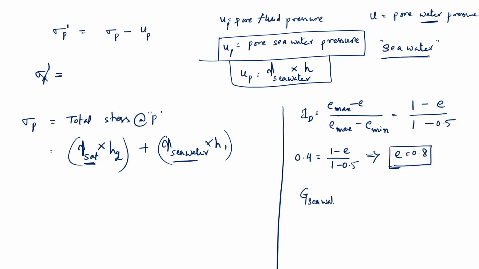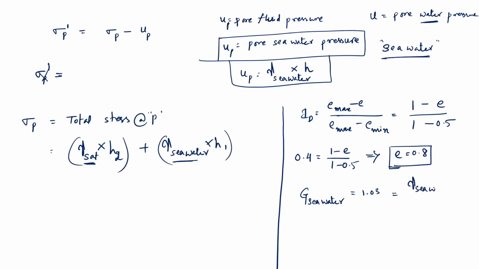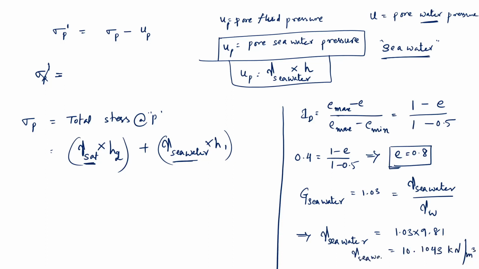So you know the in situ void ratio now. Here we have been given specific gravity of seawater as 1.03. So what does that mean? Gamma seawater divided by gamma water is the formula for any specific gravity. Specific gravity of the seawater is equal to unit weight of the seawater divided by unit weight of the fresh water. So what is the gamma seawater? 1.03 into 9.81. Let me calculate, that will be equal to 10.1043 kilonewton per meter cube gamma seawater. This is another parameter which we need in the calculation. We know E, we know gamma seawater. Now let us find out what is gamma sat.